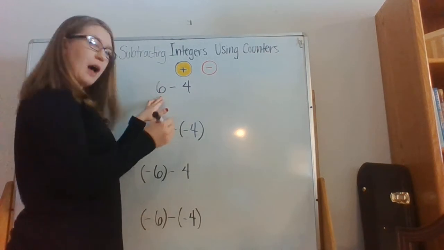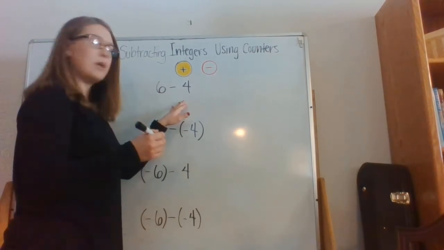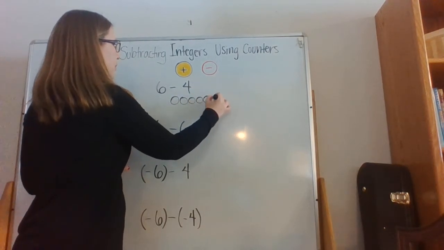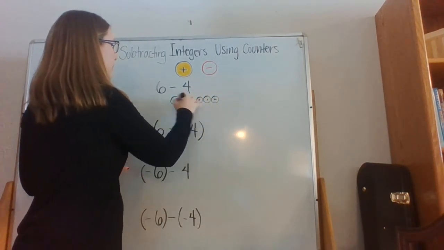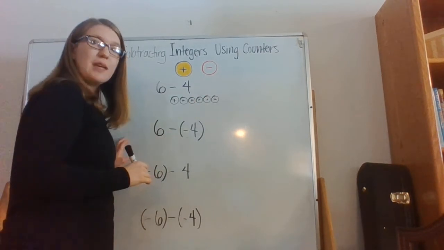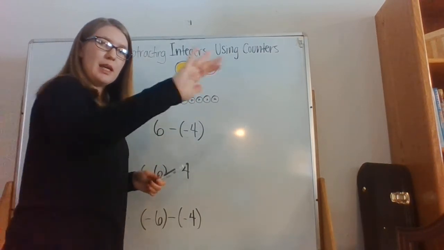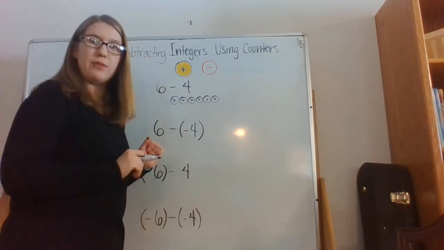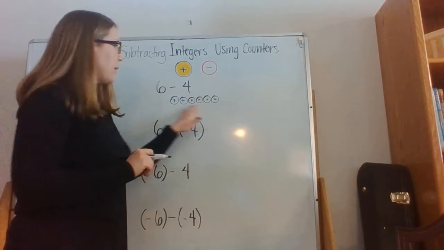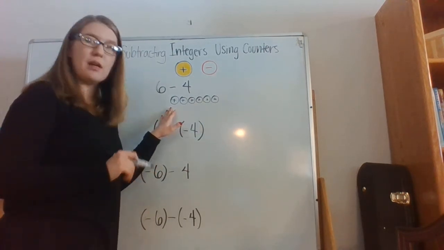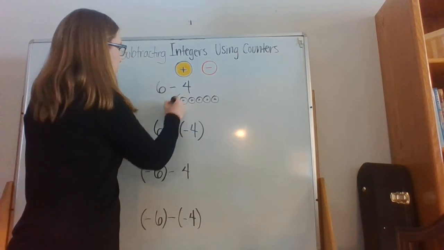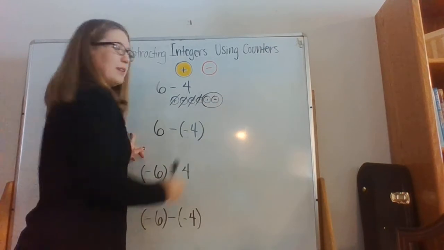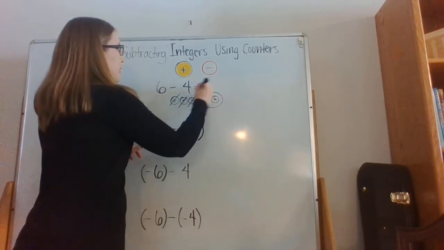So this is a positive 6 and a positive 4. So positive 6, I start with 6 positive counters. And now I am taking away, so I'm taking those counters and swiping them away, taking away 4 positive counters. Do I have 4 positive counters to take away? Yes, I have enough. So I have 1, 2, 3, 4 to take away. And now whatever is left is my answer, which is positive 2.